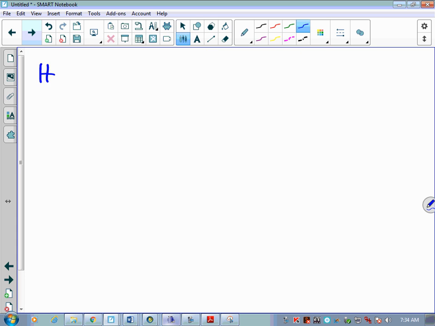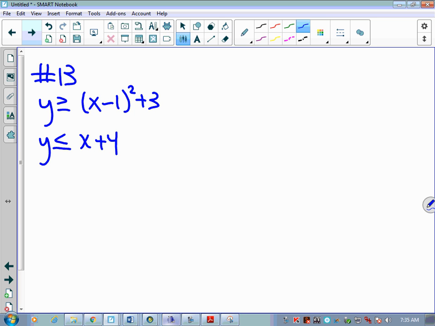13. Okay, 13. Graph the solution system of inequalities. I'll go ahead and write these down. And you see different parts of this. Okay, so we got y is greater than or equal to x minus 1 squared plus 3. Okay, so that's a parabola. And then we have y is less than or equal to x plus 4, which is a line. Okay, so we've seen these. I've seen this question before.